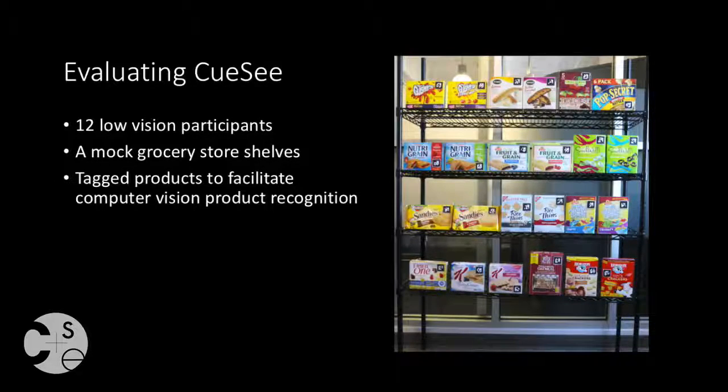So we evaluated QC with 12 low vision participants. And again, as we did in the first study that I talked about, we recruited people with a variety of low vision conditions. Our only requirement was that people had low vision. We used this mock grocery store shelf that we set up in one of our conference rooms. And we decided to factor out the computer vision task, so we didn't want any errors in the computer vision to interfere, because what we were really interested in evaluating were the visual cues themselves, and their design and effectiveness for different visual conditions.